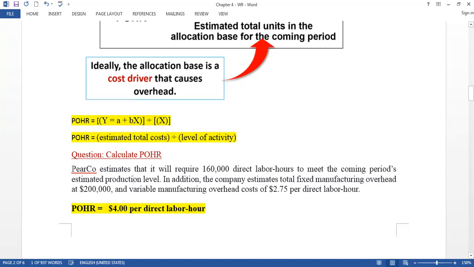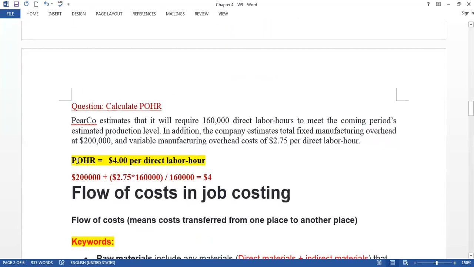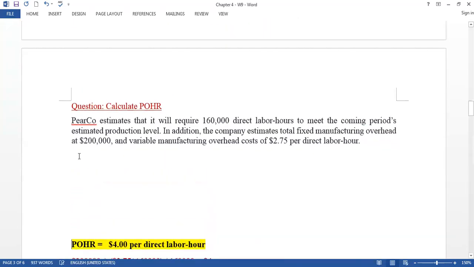So this is the question. From this question, we have to calculate which one first? We have to calculate y first, because we know that y equal a plus bx.